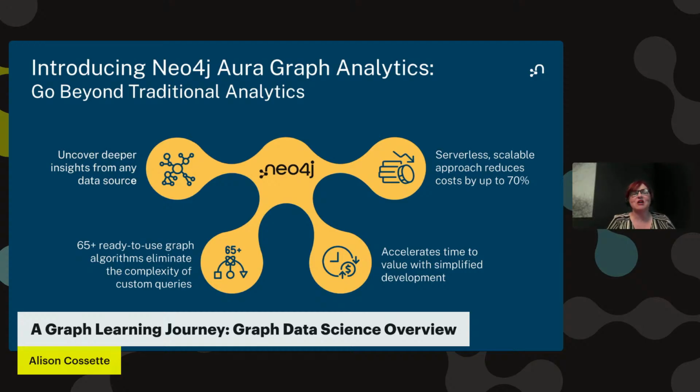What we're looking to do is uncover deeper insights from your data sources. This allows you to use 65 different graph algorithms to eliminate the complexity of some custom queries. If you're already working with graph, you've probably had some pretty challenging queries that you've had to run in Cypher, with lots of different case statements and maybe some different pieces. We'll look at some of those. But the best part is that Aura Graph Analytics is now serverless. Within your Neo4j Aura instance, you can see Graph Analytics on the side and spin up what you need. You can spin up and spin down sessions as you need when you're using graph analytics.